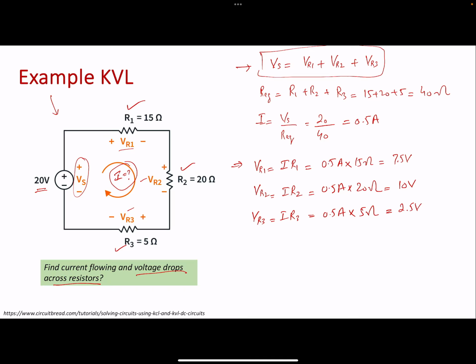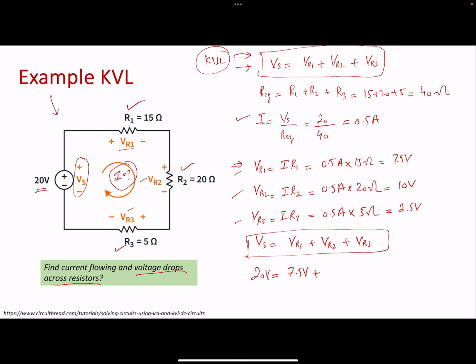So you ended up finding the value of the current and the value of the voltage drop across all the resistors. Now let's see if the equation that we initially wrote for Kirchhoff's voltage law is satisfied. The equation was Vs equals VR1 plus VR2 plus VR3. So the total value of Vs, 20 volts, should be equal to VR1, which is 7.5 volts, plus VR2, which is 10 volts, plus VR3, which is 2.5 volts. The summation of all of that is 20 volts. So this equation holds true.